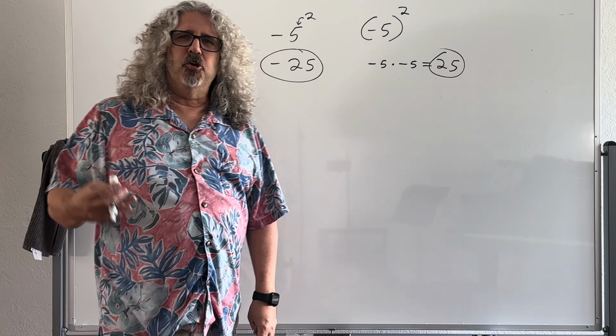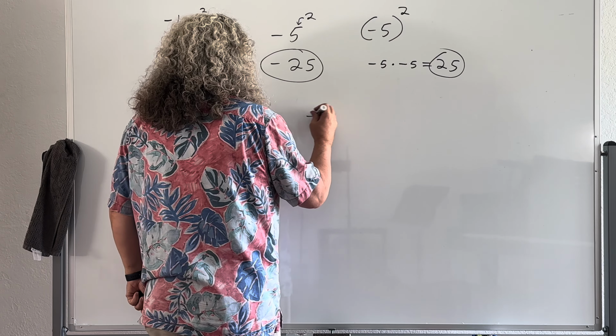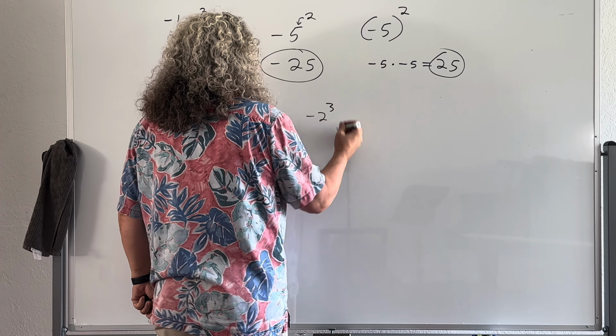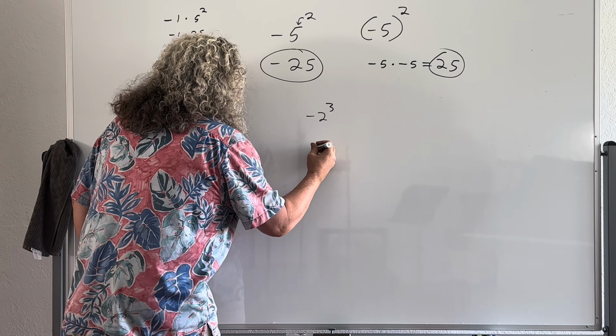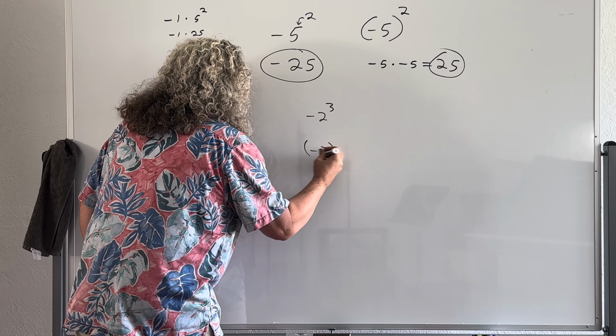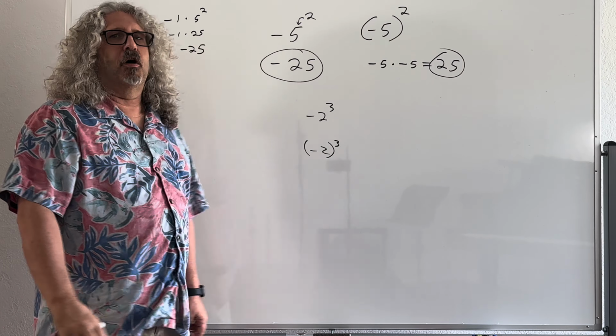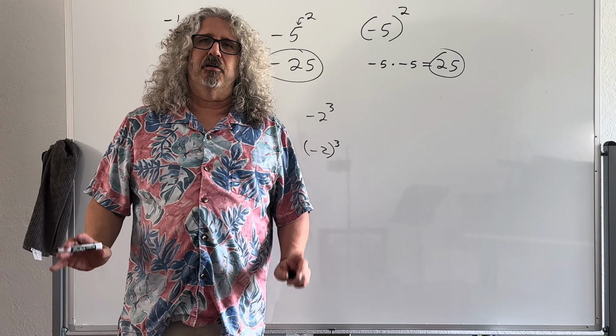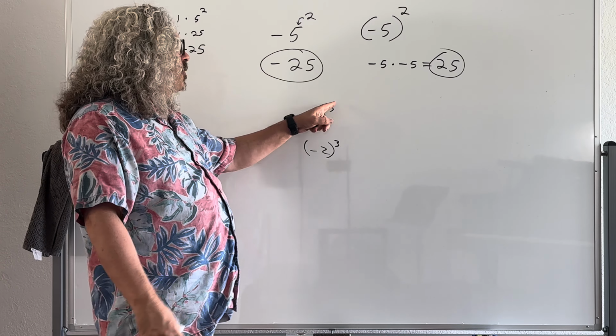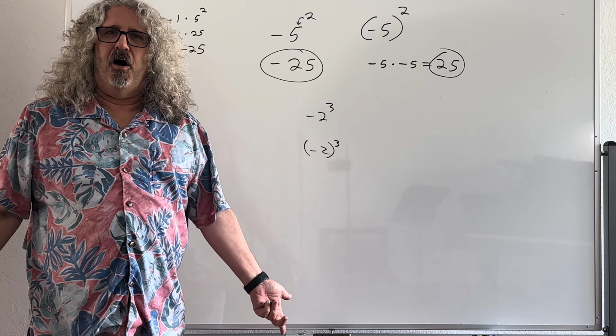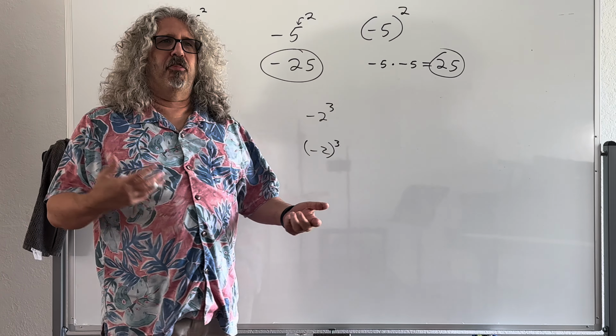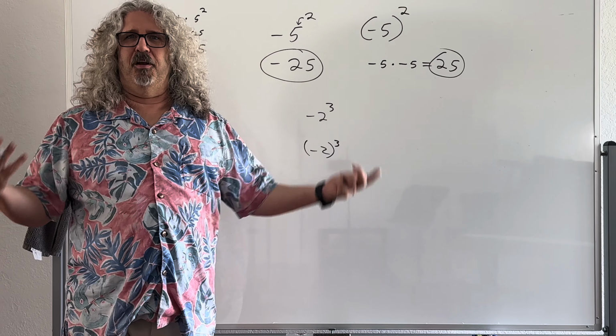Now, what if it's a cubed? What if I do this? Negative 2 cubed versus, let's just say, negative 2 in parentheses cubed. Well, on this one, I can tell you right now, it's not going to matter. And I know it's not going to matter because the exponent is going to be odd. So I know that if I take 3 negatives, the answer is going to be negative.